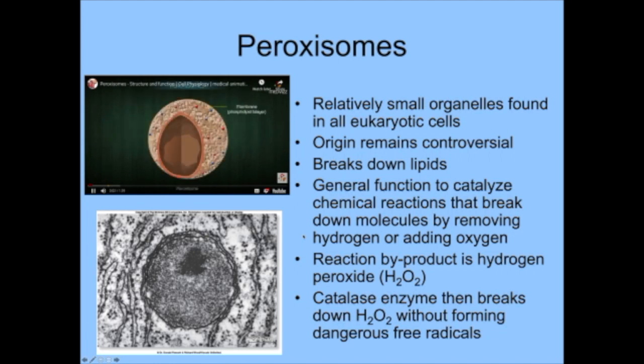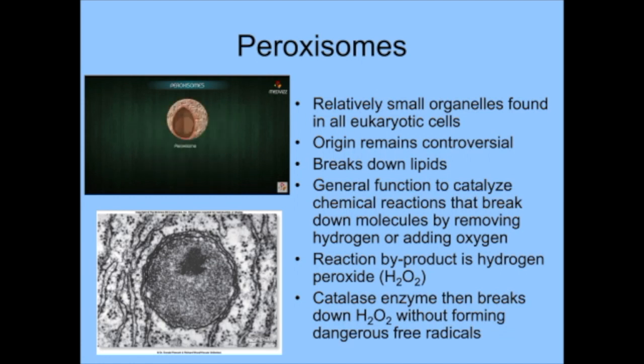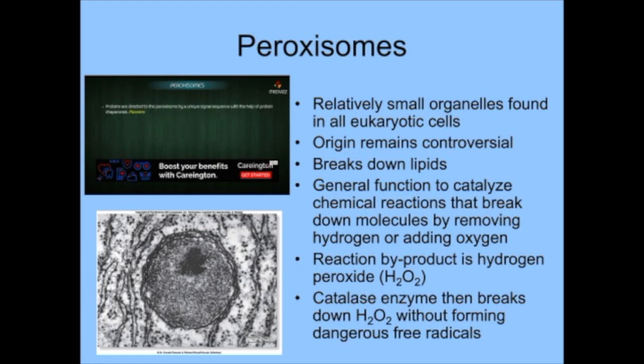Peroxisomes. Peroxisomes are 0.5 micrometers in diameter and are surrounded by a membrane. The highest concentration of peroxisomes is in the liver and kidney. Proteins are directed to the peroxisomes by a unique signal sequence with the help of protein chaperones, peroxins. Functions: generation and degradation of hydrogen peroxide. It contains enzymes that can either produce H2O2 or break it down. Long-chain fatty acid metabolism, detoxification of harmful chemicals by superoxide dismutase, synthesis of plasminogens and platelet-activating factors. The marker is uric acid oxidase.